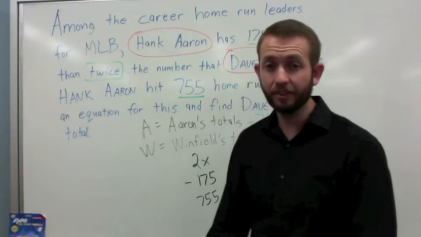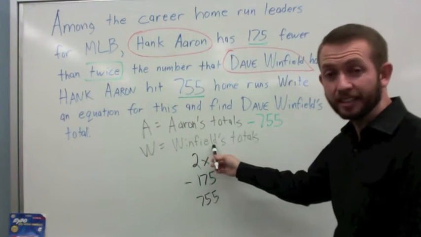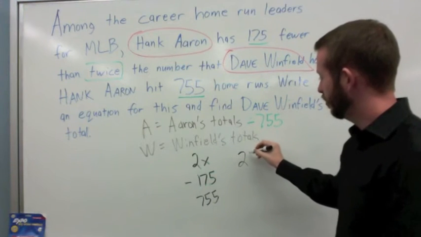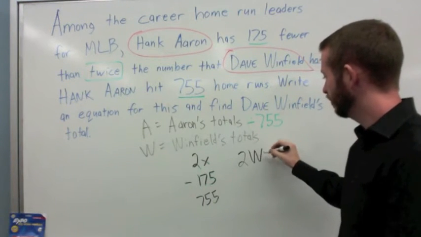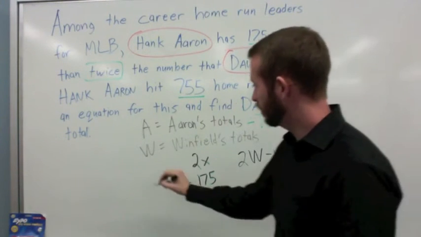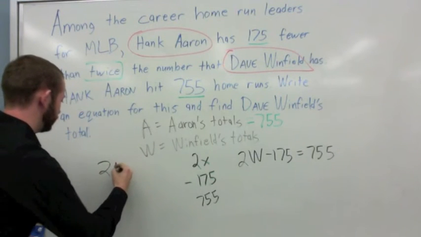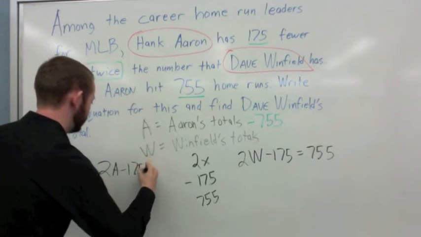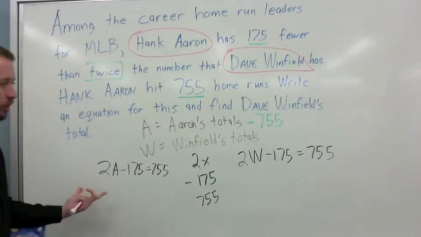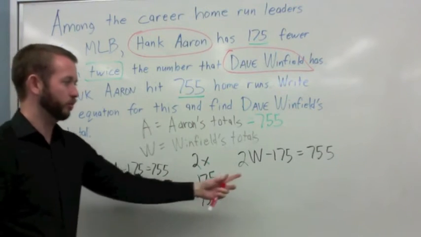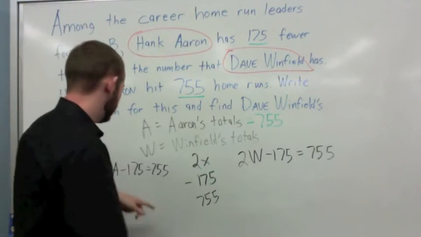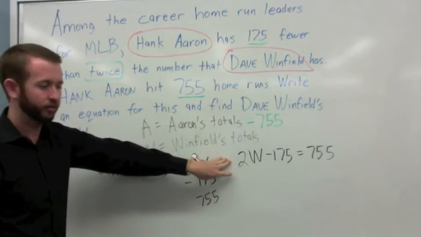If you recognize that Winfield is less, then it's got to be one of these two. It's got to be 2 times Winfield minus 175 equals 755, or it's got to be 2 times Aaron minus 175 equals 755. It's got to be 2 times one of them. Which one makes sense? Who are we trying to find, Aaron or Winfield? We're trying to find Winfield because we already know Aaron's total is 755. So we're going to go with the Winfield equation.